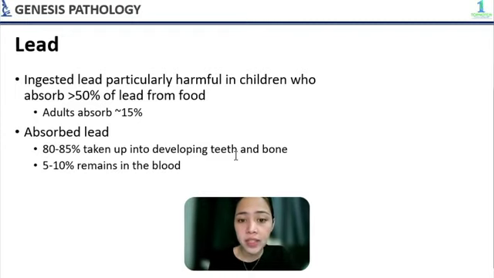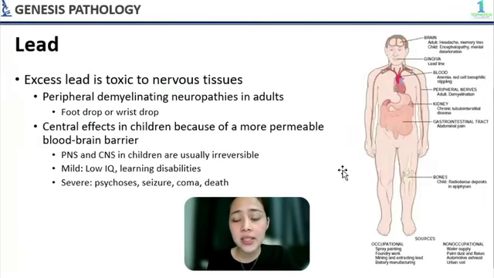Most of this absorbed lead is taken up into the developing teeth, and there they stay for around 20 to 30 years. So excess lead is toxic to the nervous tissue. Among adults, peripheral neuropathies predominate, while central effects are more common in children because their blood-brain barrier is more permeable. So their brain is more susceptible to damage. So among adults with peripheral neuropathies, the extensor muscles of the wrist and fingers are often the first to be affected, causing wrist drop, followed by paralysis of the peroneal muscles, causing foot drop.